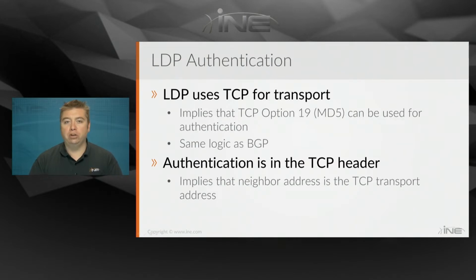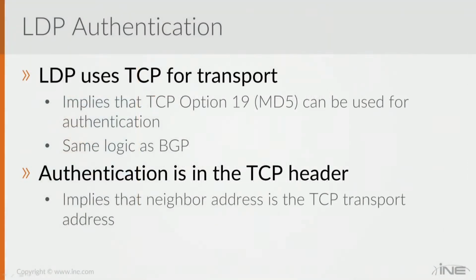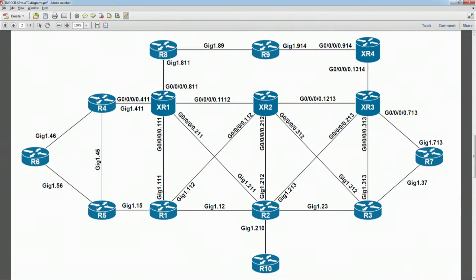But in this case, since we are doing the authentication on the TCP header, we want to be matching what address the TCP session is actually going to. So in our particular case here, we have an LDP peering between router 1 and XR1. It is sourced from router 1's loopback, which is 1.1.1.1, and it is destined to XR1's loopback, which is 11.11.11.11. This means that when we specify the address we want to authenticate, it should be matching against these particular addresses.